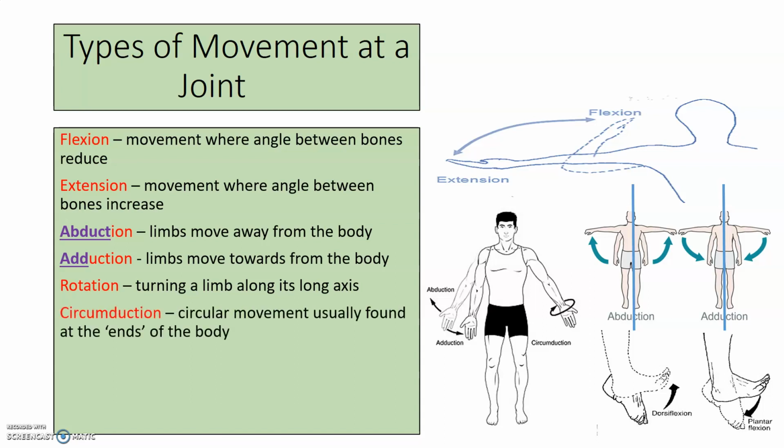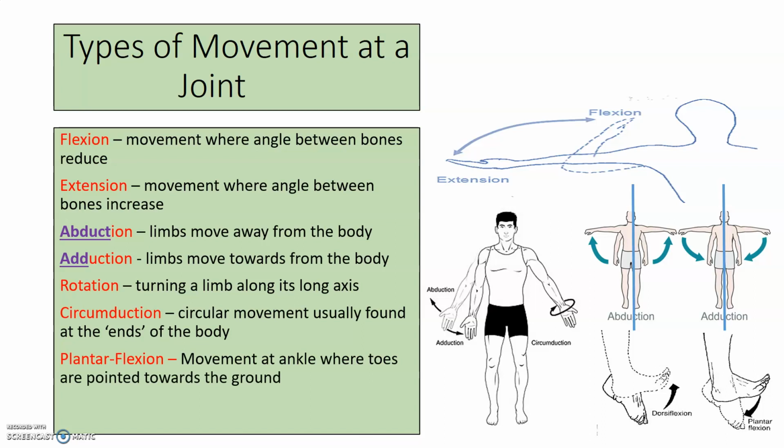And we've got circumduction, and this is kind of the rotation that we find if you pick up your arm, for example, and you twist your wrist left and right. That is what we refer to as circumduction. So they're found at the ends of the body.